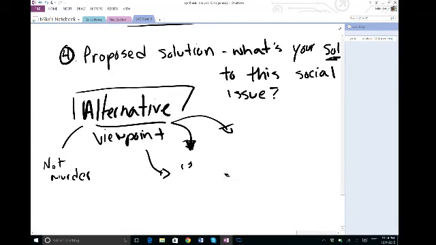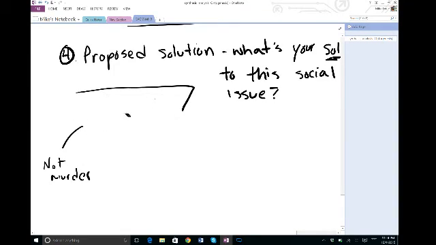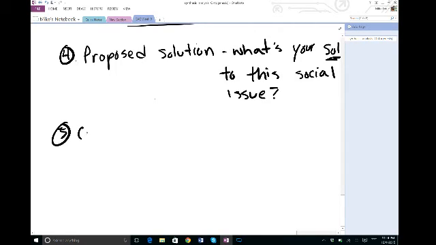So after you figure out what your view is and how you're a little bit different than maybe most people, or how it's just not the traditional viewpoint, you're providing something new. You're providing a new solution that could maybe appease both sides. Maybe it's something that someone hasn't thought of. Maybe it's just a unique perspective. Either way, the last part then becomes the conclusion, where you're going to review the thesis.